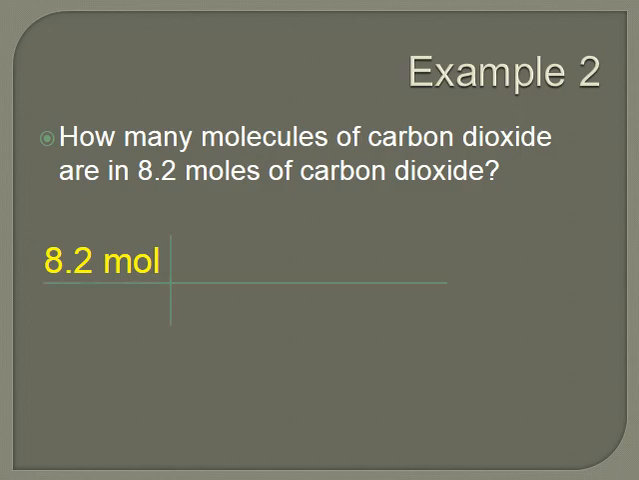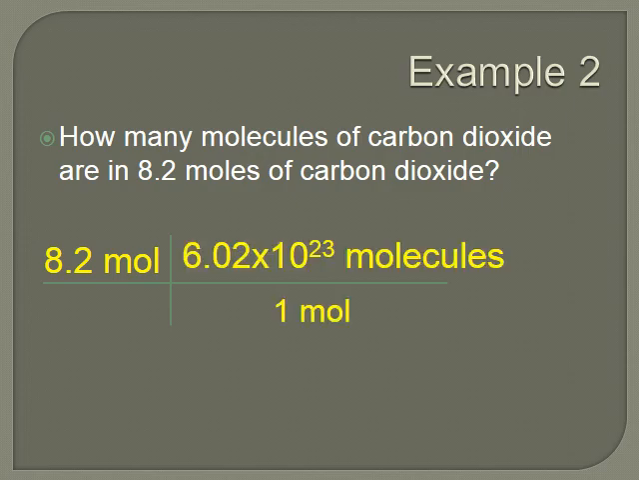So we're going to set up our railroad tracks. Remember that if you have 1 mole, then you have 6.02 times 10 to the 23rd molecules. So we're going to put mole on the bottom so it cancels out. And we're going to put our 6.02 times 10 to the 23rd molecules on top. And there we are. We're done. We have it in molecules.